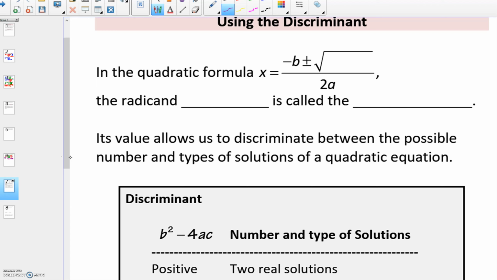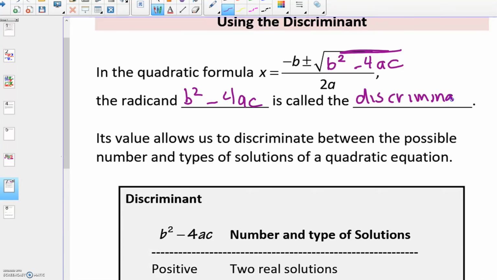In the quadratic formula, x is equal to negative b plus or minus the square root of b squared minus 4ac. The radicand, the part that's inside the radical, b squared minus 4ac, is called the discriminant.